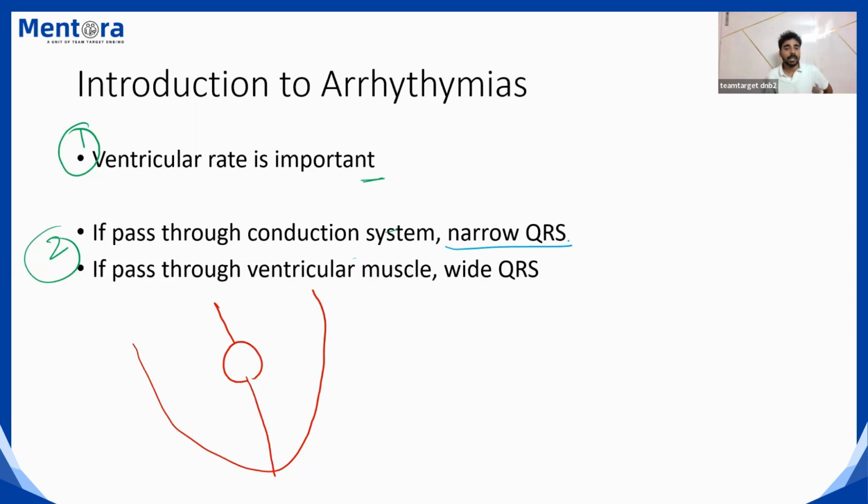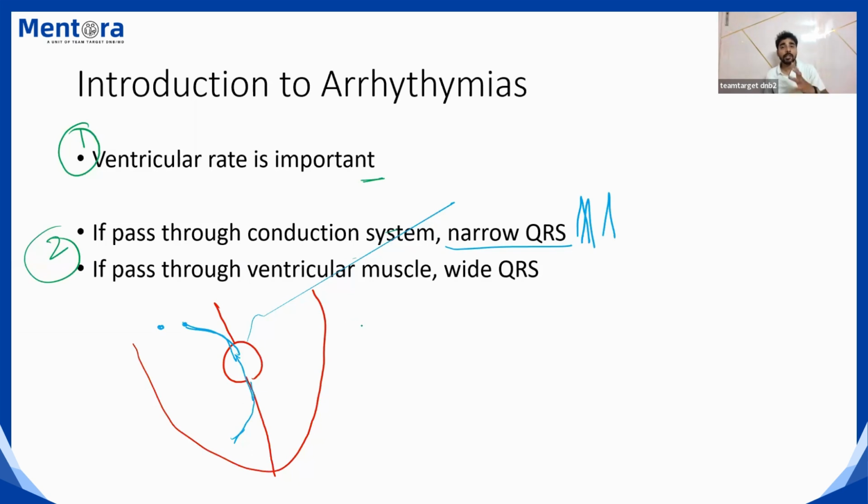Understand this point? For example, some impulse is generated from the atria or from some ectopic focus. It goes to the AV node. From the AV node it goes to the ventricle and depolarizes it. It travels very fast, so the ventricle also depolarizes very fast. So you will have a narrow QRS. But the same thing, if you see, one more color I'll depict here.